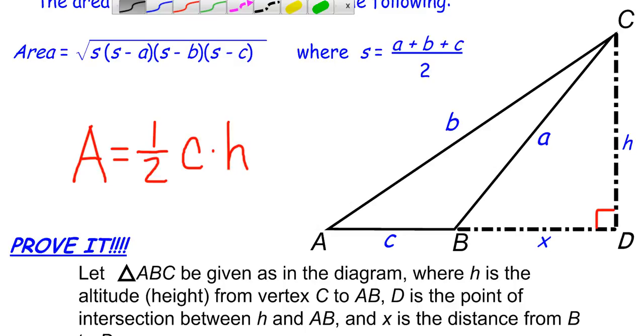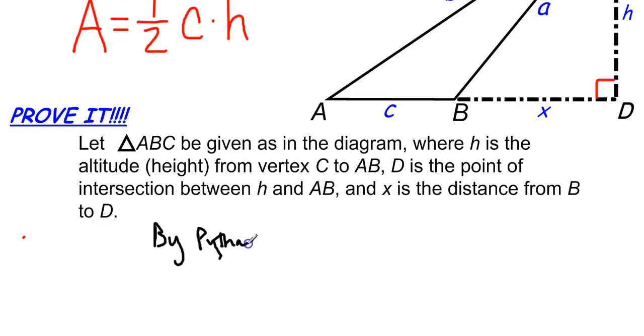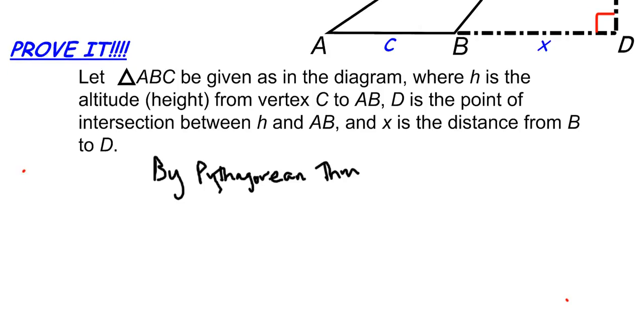So based on those being right triangles, we know we can use Pythagorean theorem, so let's go ahead and do that. So we would say by Pythagorean theorem, we know that we can say a couple different things. Number one, h squared plus this base of the whole thing, so that quantity c plus x squared, is going to equal b squared.